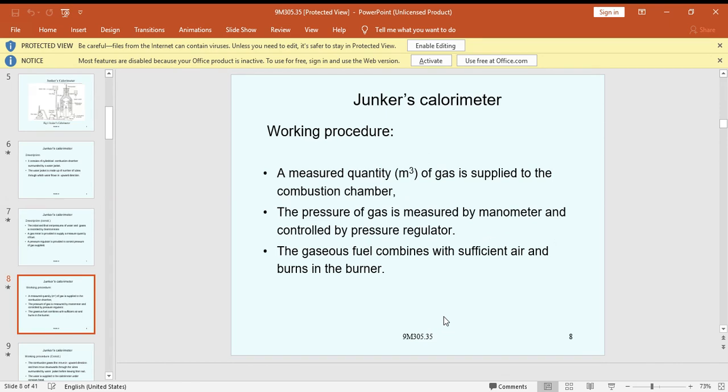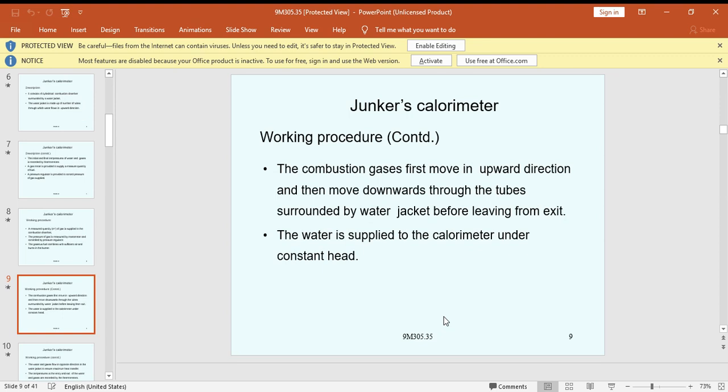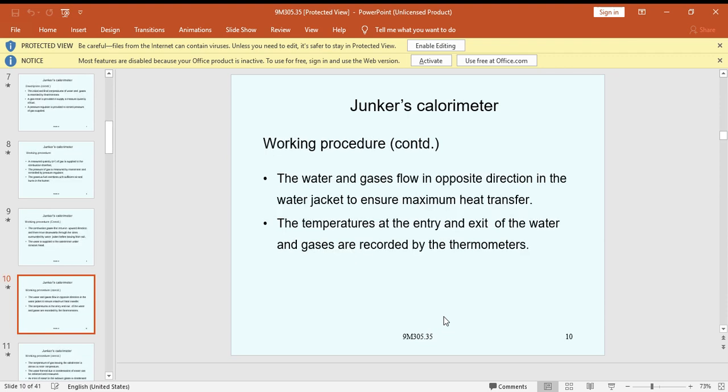Working principle: a measured quantity of gas, in cubic meters, is applied to the combustion chamber. The pressure of the gas is measured by the manometer and controlled by the pressure regulator. The gas fuel combined with sufficient air burns at the burner. The combustion gas first moves upward and then downward through a tube surrounded by the water jacket before leaving from the exit. The water is supplied to the calorimeter at constant rate, and the water and gas flow in opposite directions.